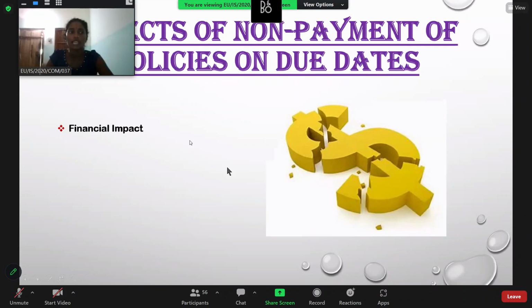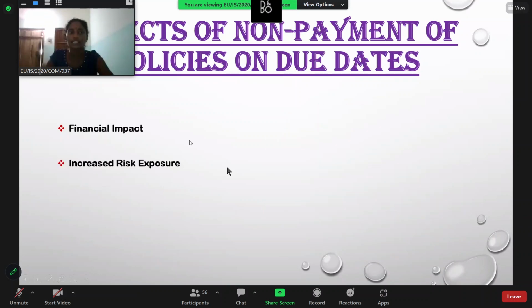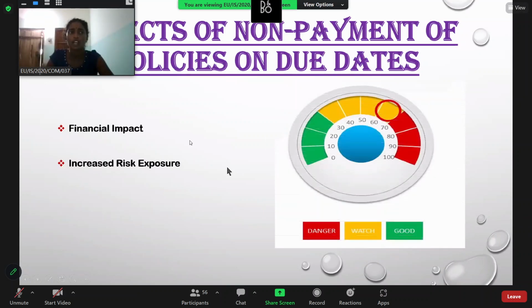Next, increased risk exposure. Non-payment of policies may result in coverage lapse, leaving policyholders without insurance protection. Next, customer dissatisfaction. Non-payment can lead to customer dissatisfaction and damage the company's reputation.